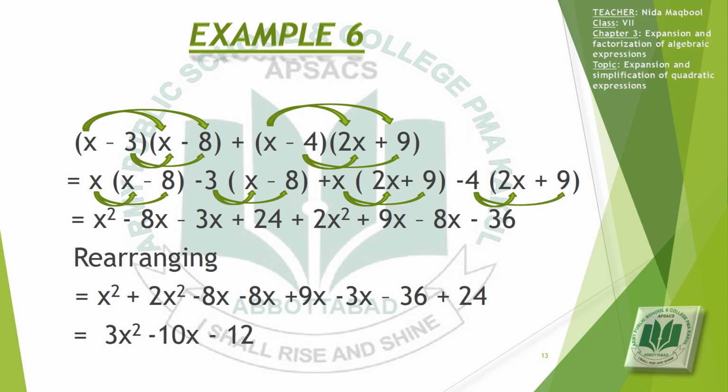Now, again, we will rearrange and combine the like terms. X square would be combined with 2x square, resulting in 3x square. Minus 8x, minus 3x, minus 8x, and plus 9x are all like terms, and they will be added or subtracted, resulting in minus 10x. 24 and minus 36 both will be subtracted, and the difference would be equal to minus 12.